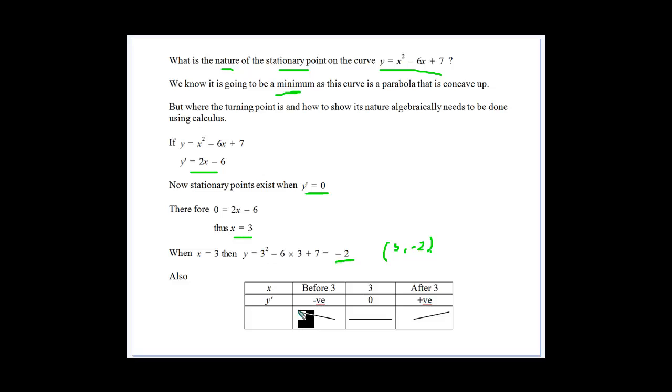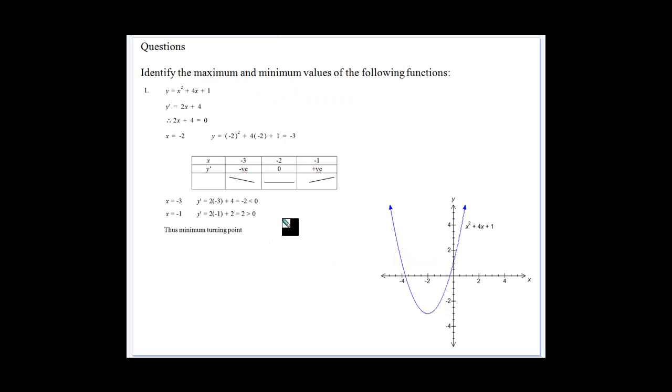And what's our curve going to look like? Well, if we test values before 3, say I put 2 into the first derivative, that gives us a negative value. At 3, we know it's equal to 0, and after 3, it's positive. So I put, say, 4 in there: 2 lots of 4 minus 6 gives us a positive value. So our curve comes down, is 0, and then rises, so it must be a minimum turning point. And that's what we're going to be asked to do all the time.